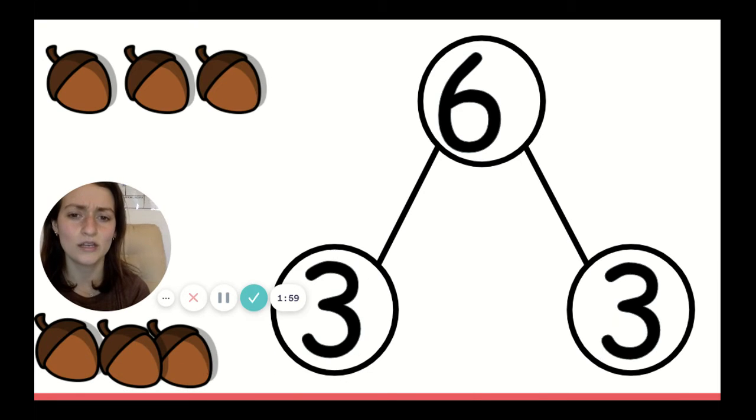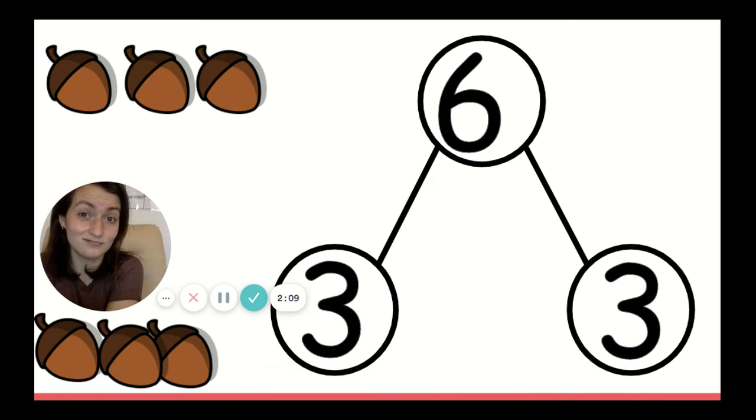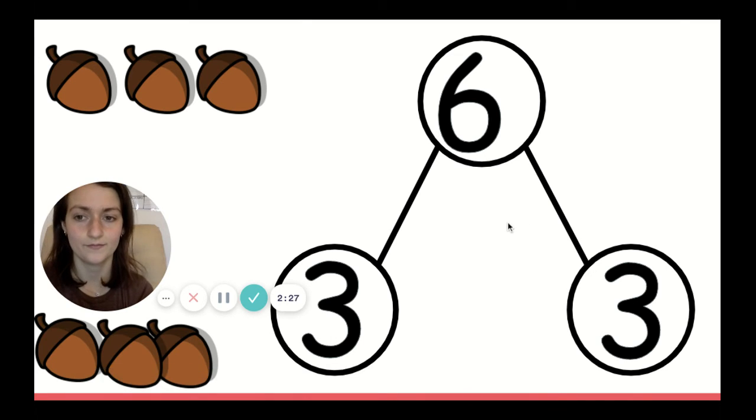Now, is that the only way that our squirrel can break up the acorns? No, what if our squirrel decided to put 3 in the ground and 3 in the tree? Is that still okay? Does our story still make sense? Well, let's check. Do I still have 6 acorns? 1, 2, 3, 4, 5, 6. I still have 6 acorns. Our squirrel just split them up differently. So 6 is also the same as 3 and 3.